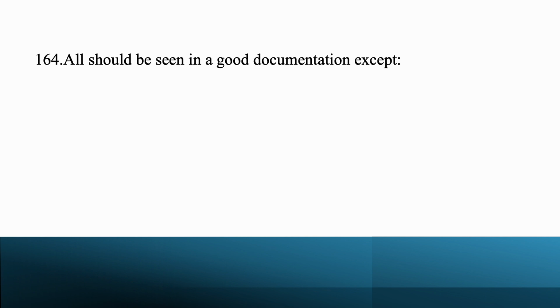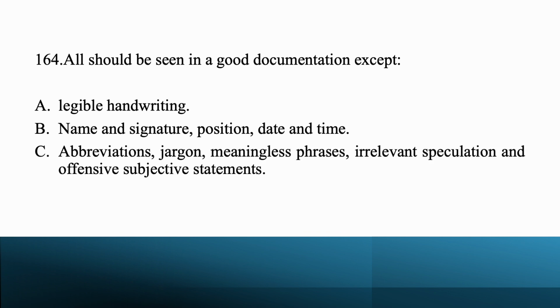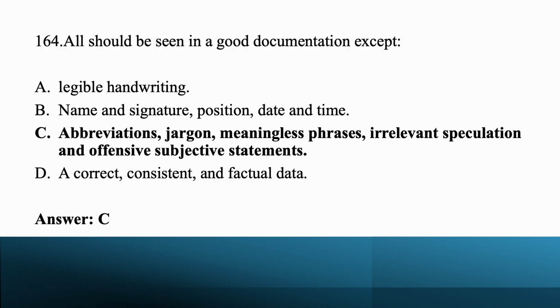Question number 164. All should be seen in a good documentation except option A, legible handwriting. Option B, name and signature, position, date and time. Option C, abbreviations, jargon, meaningless phrases, irrelevant speculation and offensive subjective statements. Option D, accurate, consistent, and factual data. The correct answer is option C, abbreviations, jargon, meaningless phrases, irrelevant speculation and offensive subjective statements.